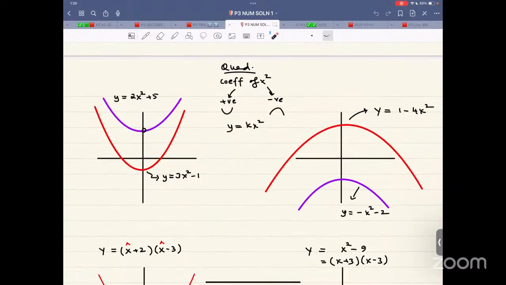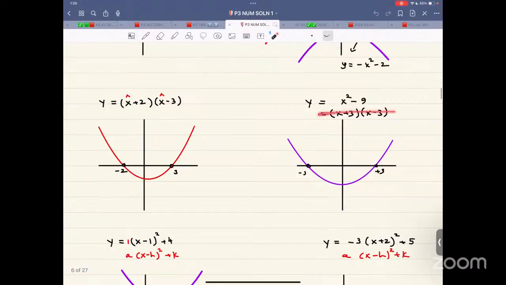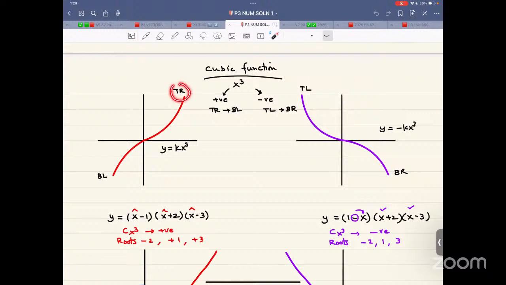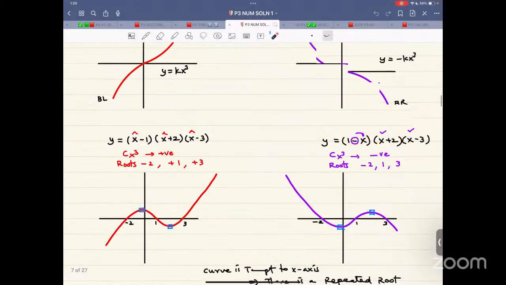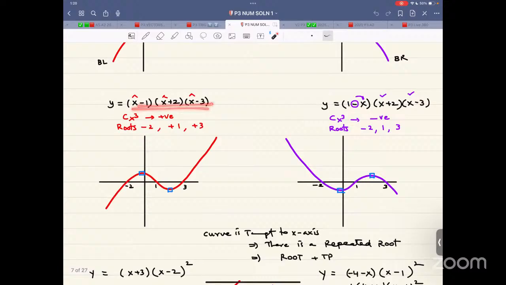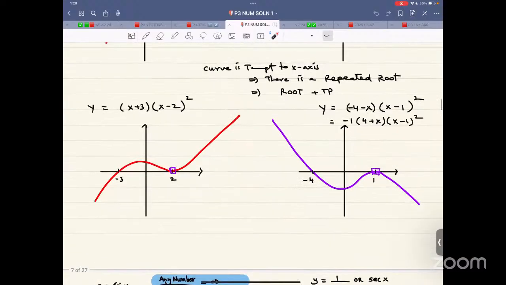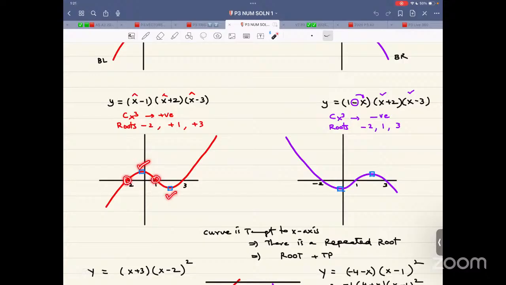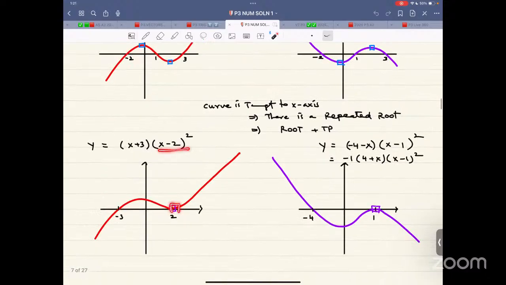Quadratic, you know it. Shift up, shift down, factorized form, completed square form, everything. Cubic function, if the coefficient of x cubed is positive, it starts from top right, goes till bottom left. If the coefficient of x cubed is negative, top left till bottom right. If the cubic is in this format, it also has to pass through the roots. If a cubic is of this format in which one of the brackets has a square in it, not only is it a root, it's also a turning point. Otherwise, the turning points are different, the roots are different. But in this scenario, the root and turning point are the same.